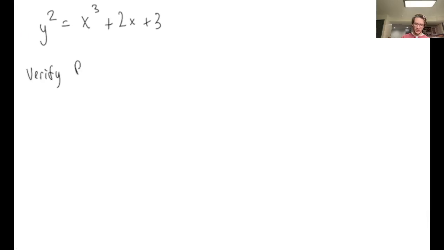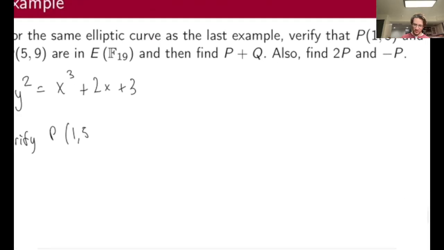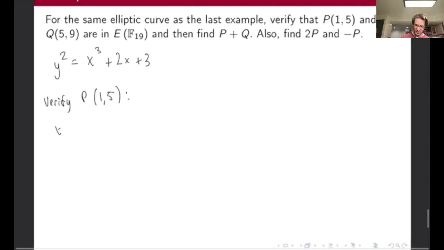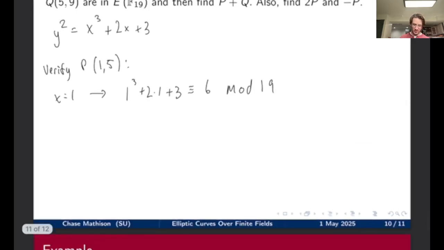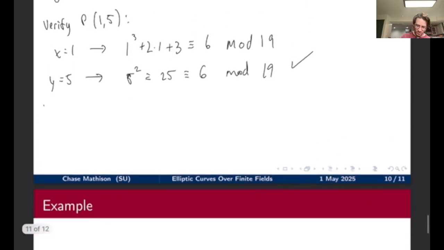Verify P, which is the point (1, 5). When I plug in x equals 1, I get 1 cubed plus 2 times 1 plus 3. That is the same thing as 6 mod 19. Easy squeezy. And then when I plug in y equals 5, I get 5 squared, which is 25, the same thing as 6 mod 19. Bingo! Now let's verify Q.